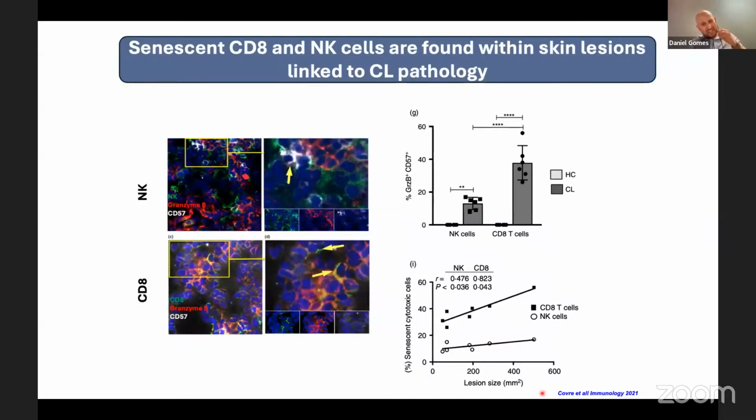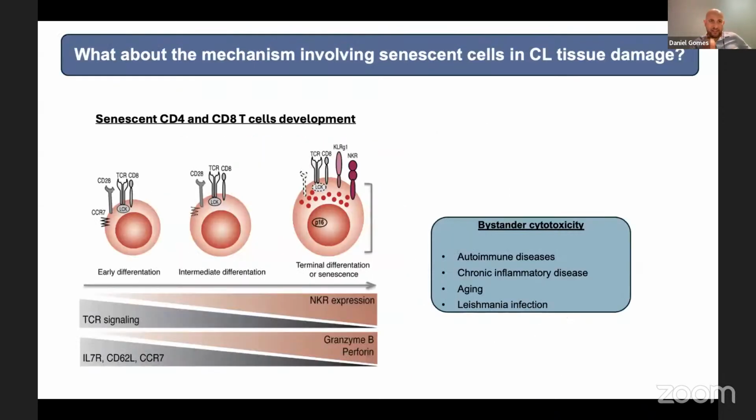So another question that remained was how this senescent population could mediate the pathology. I mentioned that they are very inflammatory. I mentioned that they are very cytotoxic, but especially how a senescent NK cell or CD8 T cell could mediate the pathology directly, causing the tissue damage.